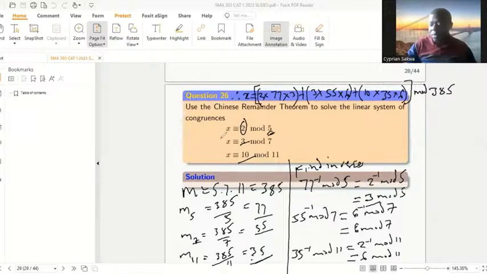Now let me just do that on my calculator: 2 times 77 times 3, plus 3 times 55 times 6, plus 10 times 35 times 6, mod 385. I hope you're following along with the calculator. That gives 385 into it, and the remainder is 87.